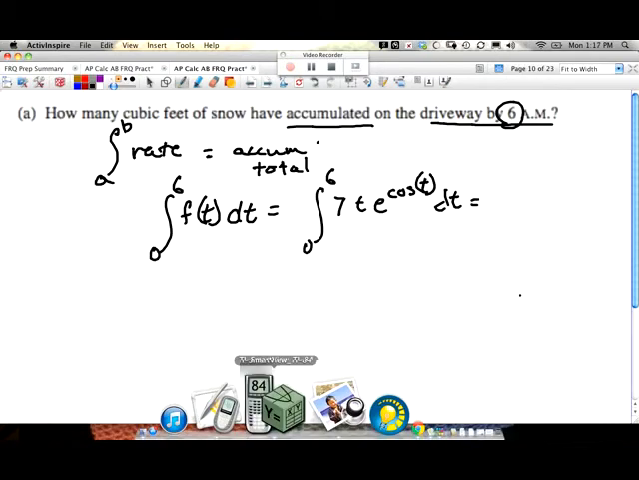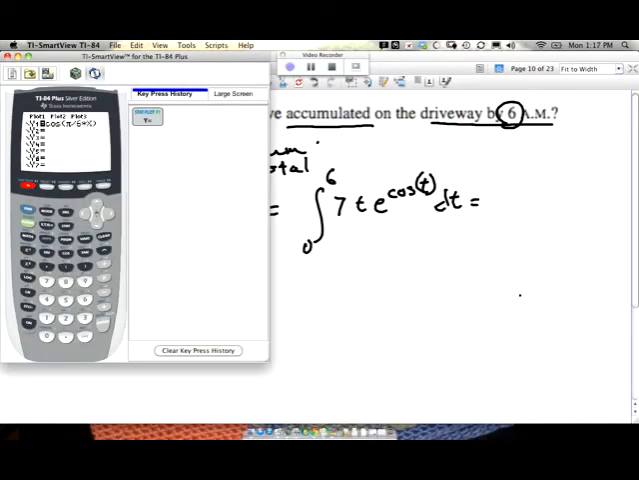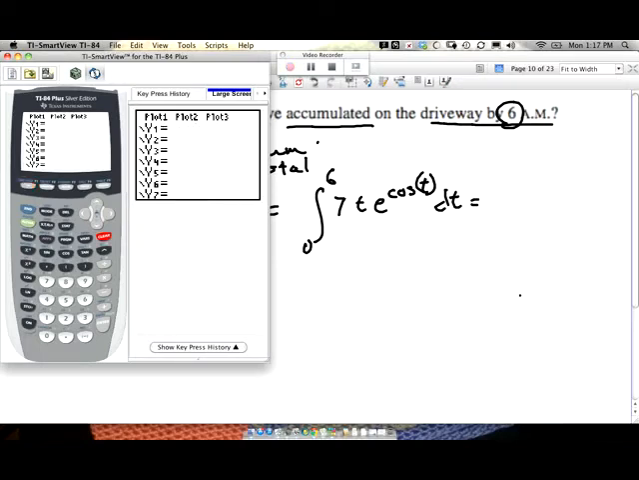Let's see if our calculator's warmed up at this point. It is. So here is our screen. Let's see what we got. We're going to take the integral. First we got to type this in: 7 times the variable times e to the cosine of the variable. Close both of those off. Our window, we're looking from 0 to 12. That's fine. I'm guessing that we're going to have a lot here, though. Let's start with 0 and go up to like 400. Let's see, does that give us enough?